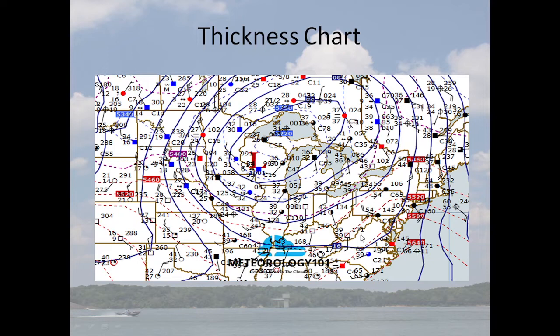So when you get that contour shooting out, I would bring in an occlusion wrapped around and then going into a cold front, and then where my warm air advection, the leading edge of that warm air, I would place my warm front. So that's just another tip for the thickness chart.